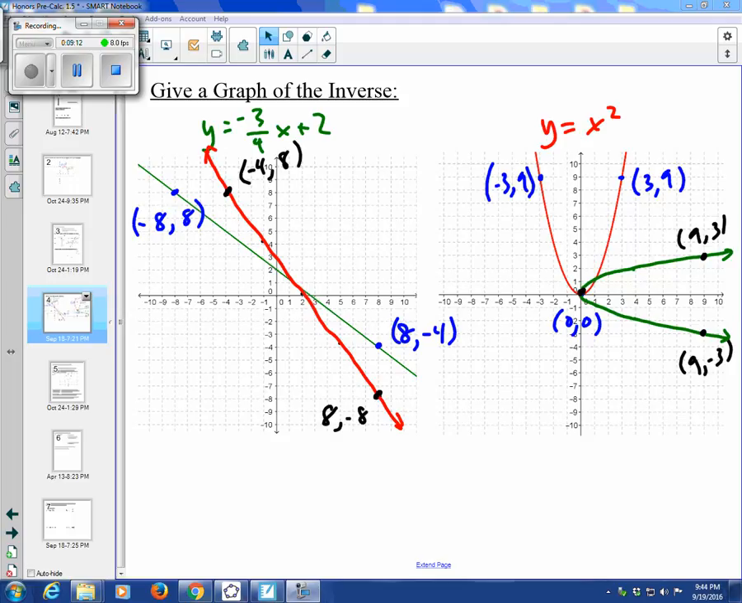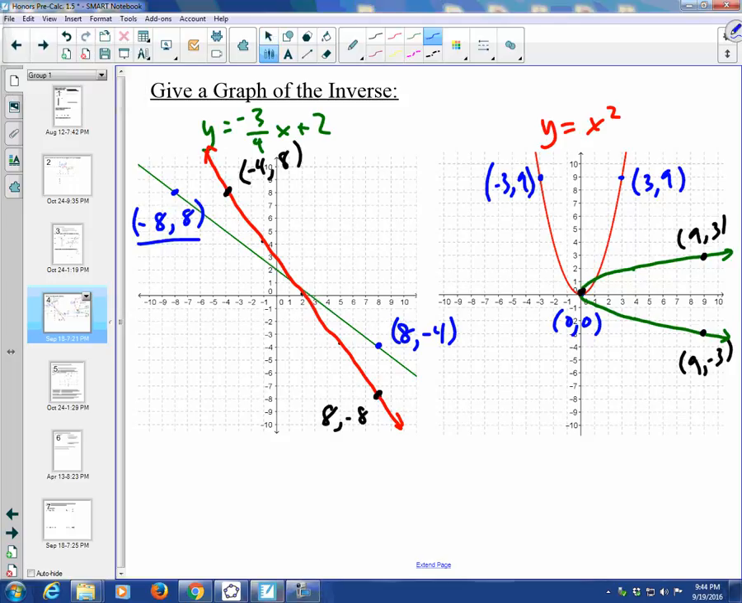So for our linear function, I chose the ordered pairs (-8, 8) and (8, -4), and inverted those to get the ordered pairs (-4, 8) and (8, -8). I drew my red line through those ordered pairs to give me the graph of the inverse. In general, we know that if these are inverses, we should see them as reflections across the line y equals x.